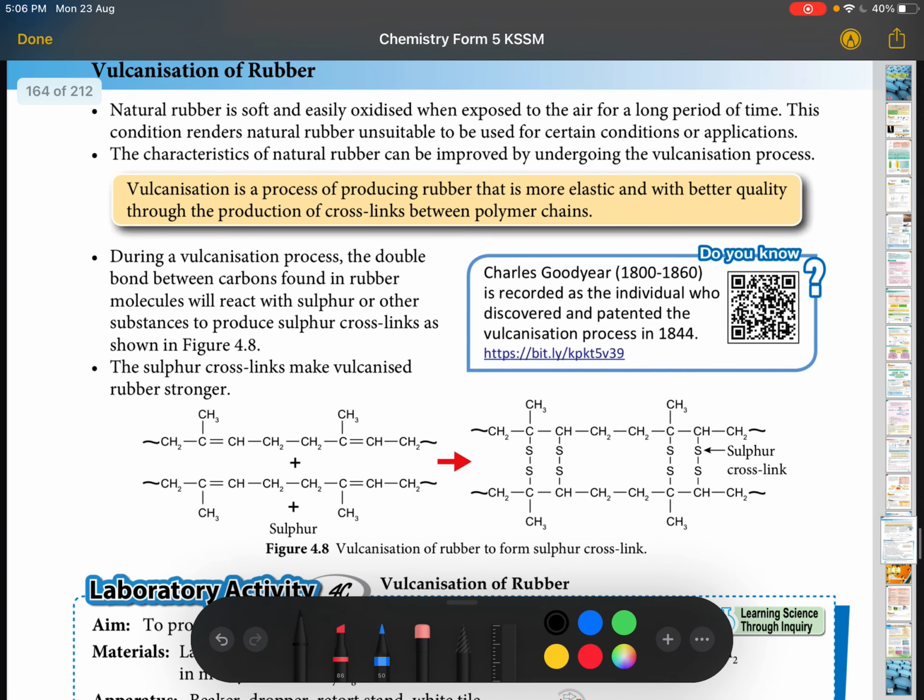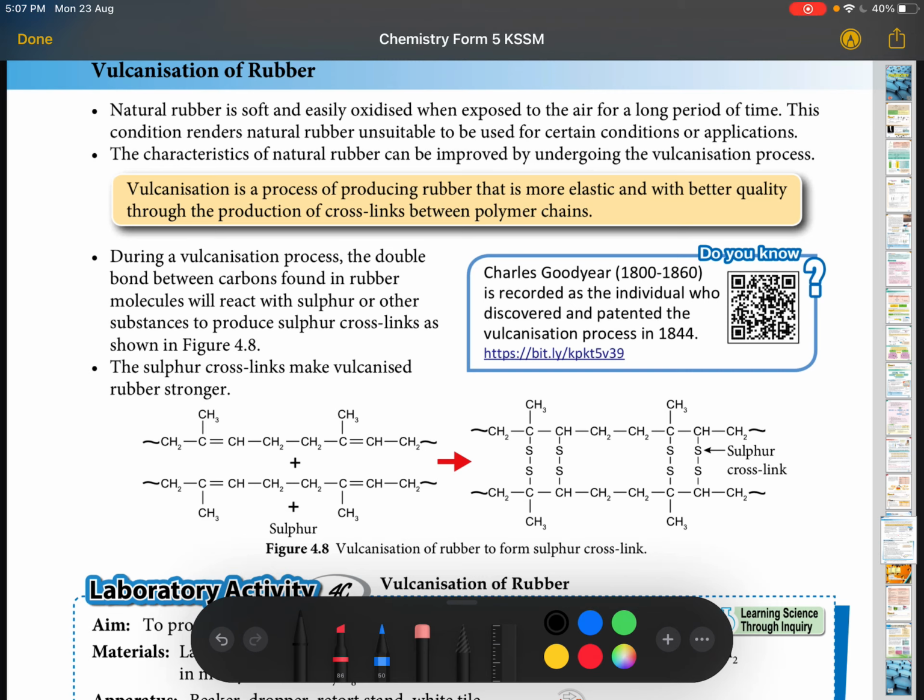Okay, this is the very important one, vulcanization. So rubber in itself, remember that rubber is easily oxidized. So when it's easily oxidized, it loses its elasticity. Rubber is elastic, but when you oxidize it, it loses its elasticity. So that means natural rubber isn't that good. So how do you make it good? You want to get rid of the bonds. You want to get rid of the links. So how do you do that?